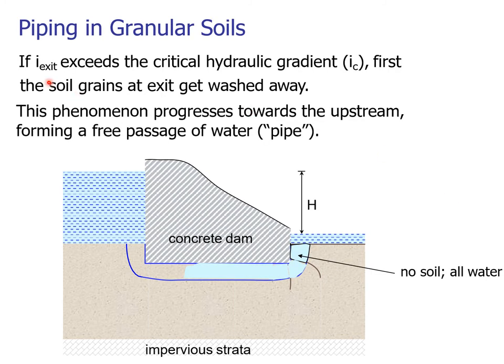If the hydraulic gradient at exit exceeds the critical hydraulic gradient i sub c, first the soil grains at exit get washed away. This phenomenon progresses towards the upstream, forming a free passage of water that is called a pipe. So look at that, what is happening? It is propagating towards the upstream side. So you are not having any soil, so water will be flowing only in this region.